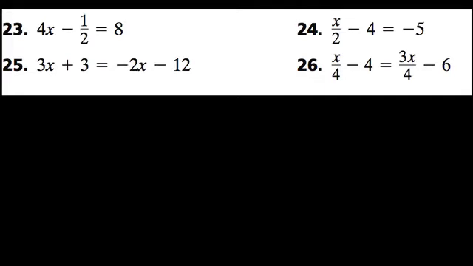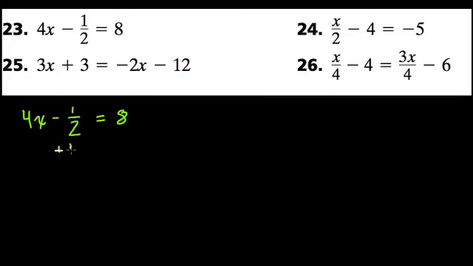Okay, so in each of these problems we want to solve for x. Let's start with number 23. We're told that 4x minus a half is equal to 8. Okay, well, although we're dealing with fractions and it might feel overwhelming, what you want to do is isolate x.